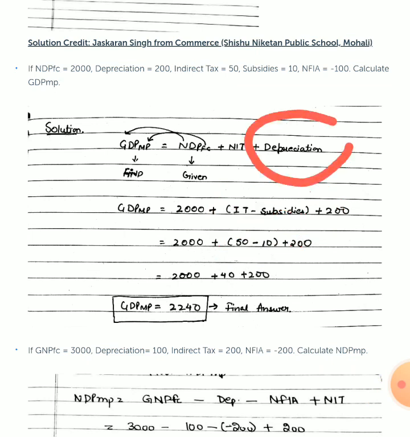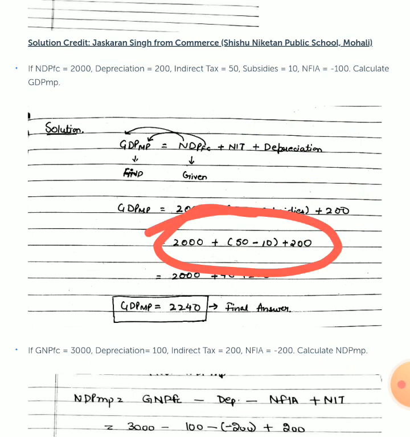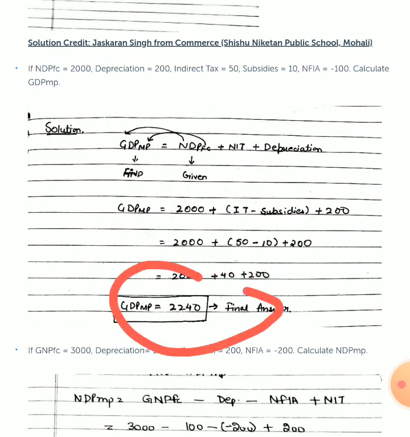Now third thing is depreciation. What is the value of depreciation? 200. Okay, so we will add depreciation, we'll add all these values, and we will get the final answer GDP MP, which is 2240. Okay, so this is how we have converted NDPFC into GDP MP.